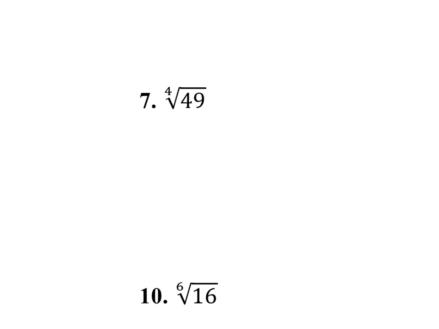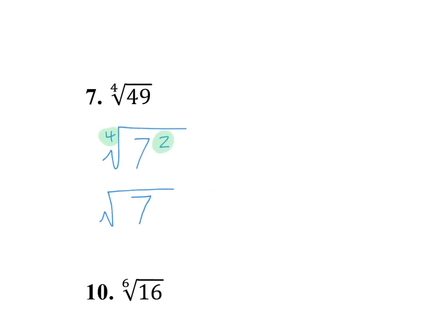Okay, for number 7, if I break down 49, 49 is 7 squared, and then I could do the technique where we can reduce. So we don't have enough to bring any out. We don't have 4 of anything. However, since the index and the exponent are both divisible by 2, we can reduce. So the index is going to become 2. You don't have to write the index when it's 2. And then the exponent of 2 is going to become an exponent of 1. So we have an index of 2 and an exponent of 1. So our answer is radical 7.